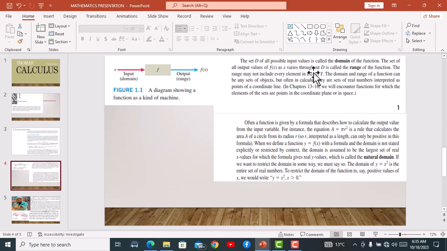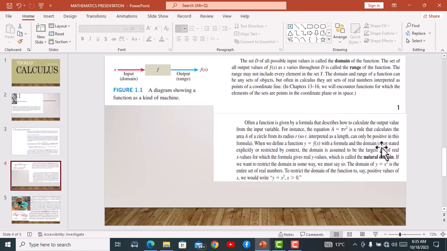The set of all output values of f of x as x varies throughout the domain is called the range of the function. We have read that. The range may not include every element in the set y. The domain and the range of a function can be any set of objects. Okay, that's fine. Often a function is given by a formula that describes how to calculate the output from the input values. This is exactly what we said. For instance, the equation A equals pi r squared is a rule that calculates the area of a circle. We have dealt with that. Let's continue our reading.